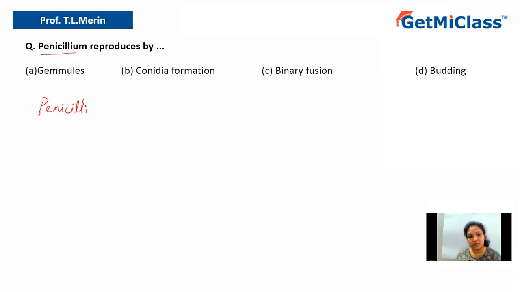Penicillium is a type of fungus, and it is a eukaryotic organism. What do you mean by eukaryotic organism? These are the organisms which contain a true nucleus.